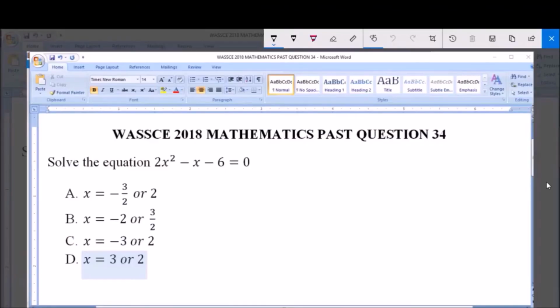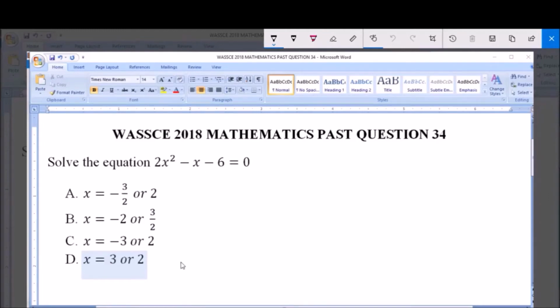I will be answering WASCE 2018 Mathematics Past Question 34. Solve the equation 2x squared minus x minus 6 is equal to 0. A, x is equal to minus 3 over 2 or 2. B, x is equal to minus 2 or 3 over 2. C, x is equal to minus 3 or 2. And D, x is equal to 3 or 2.